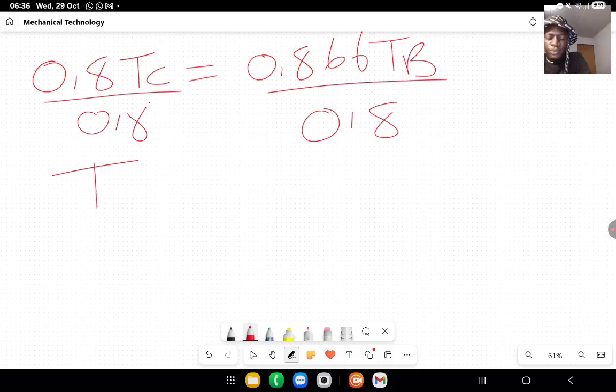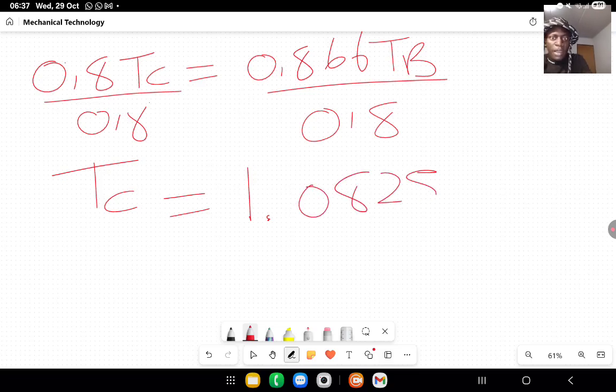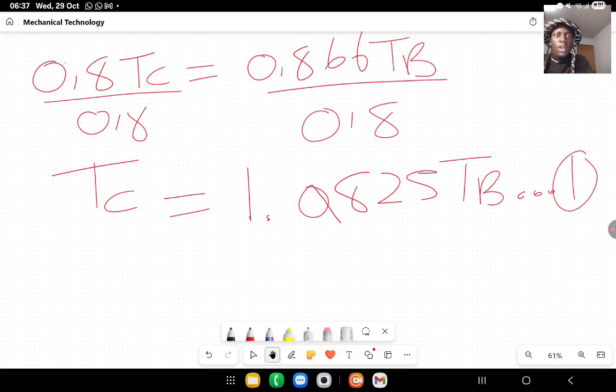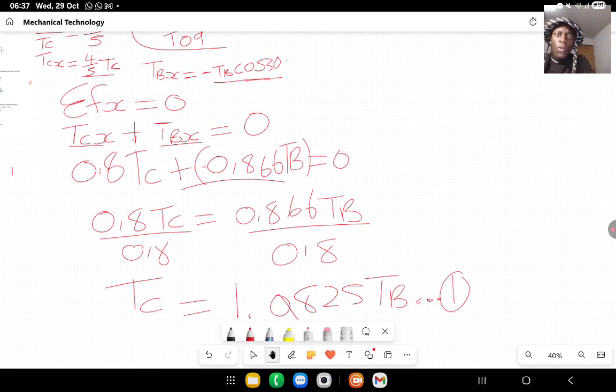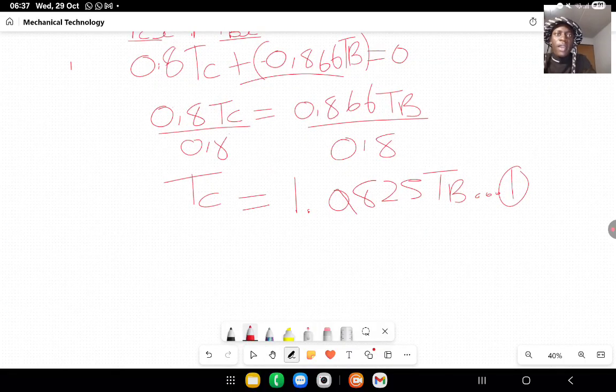Then we say TC is equal to, dividing by 0.8, 1.0825 TB. We can call this equation number 1. This is our equation number 1. Okay, now we find our horizontal component. Now we are coming to y.